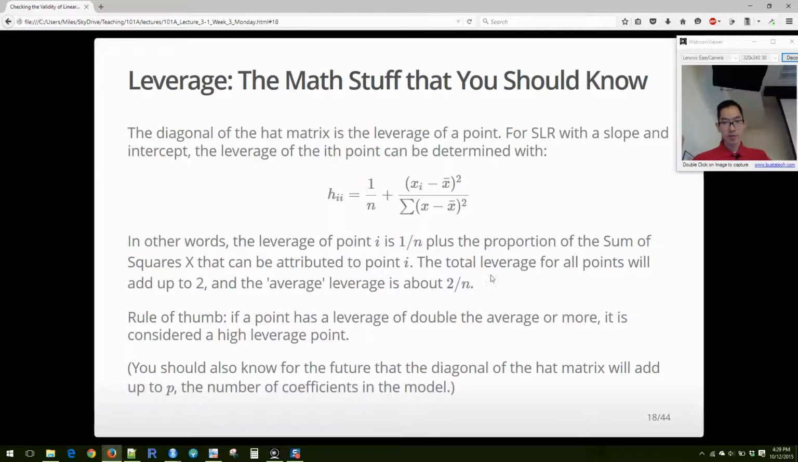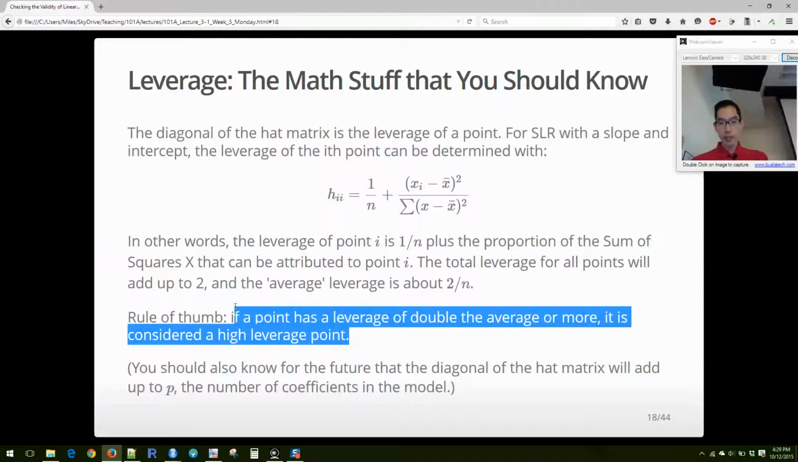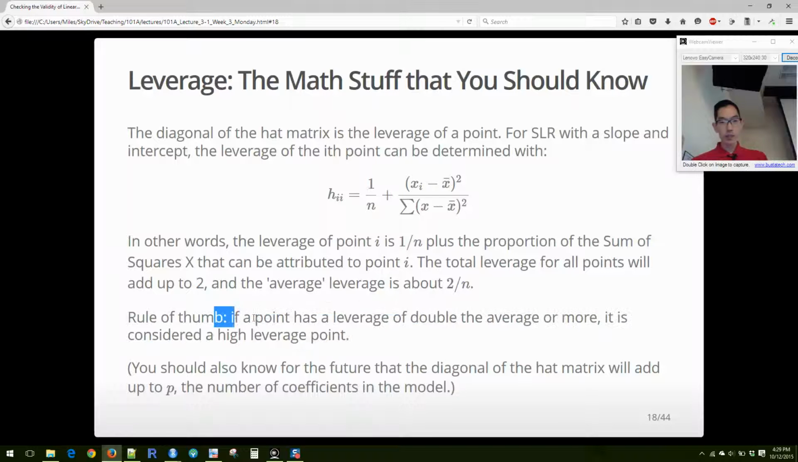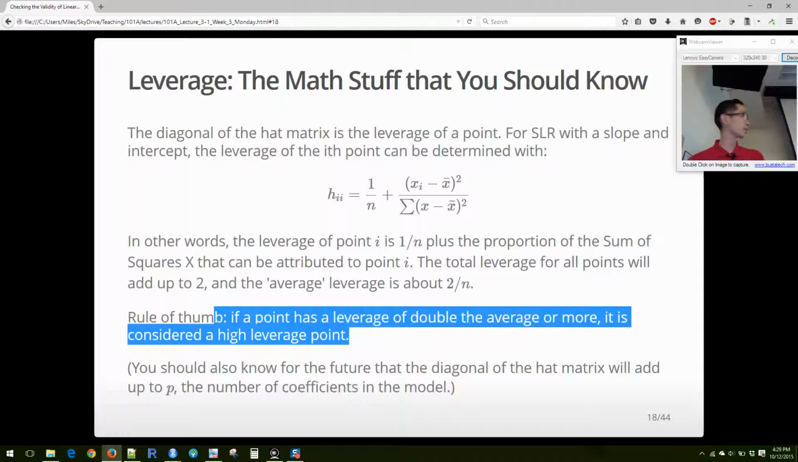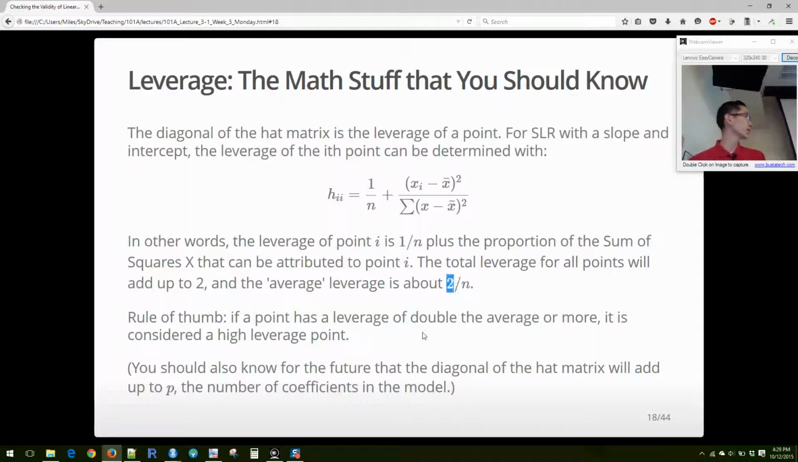If you think of leverage that way, I think it's easy to keep track of in your head rather than memorizing all these formulas. If a point has double the average leverage, so in our case 4 over n or more, it would be considered a high leverage point.